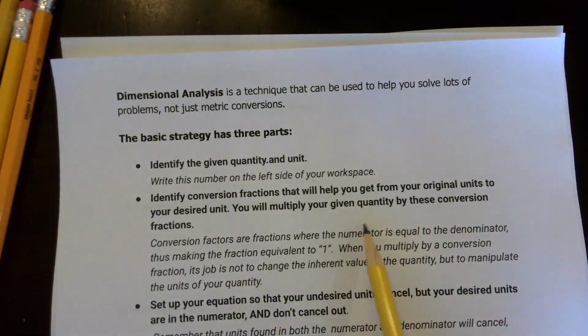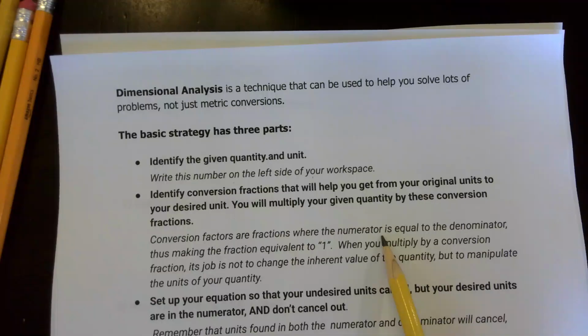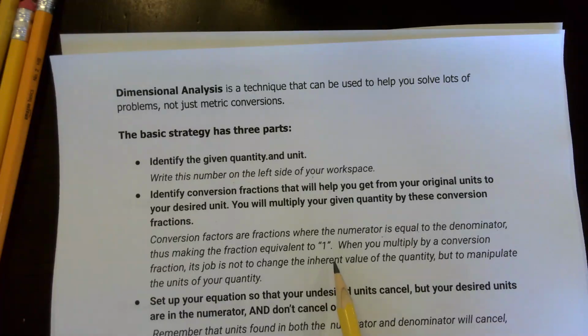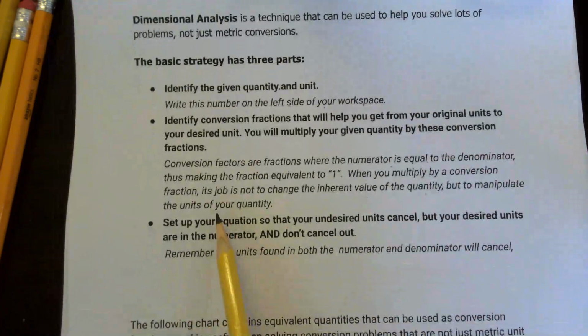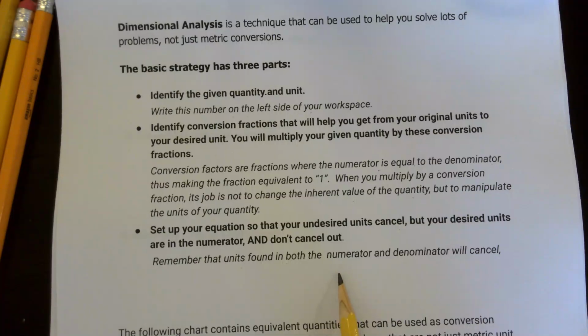You will then multiply your given quantity by these conversion fractions, right? And those conversion fractions are fractions where the numerator is equal in quantity to the denominator, thus making the fraction equivalent to 1. When you multiply by a conversion fraction, the job is not to change the inherent value of the quantity, but to manipulate the units of your quantity. So you set up your equation so that your undesired units cancel, but your desired units are in the numerator and don't cancel out. Remember that units found both in the numerator and the denominator will cancel.